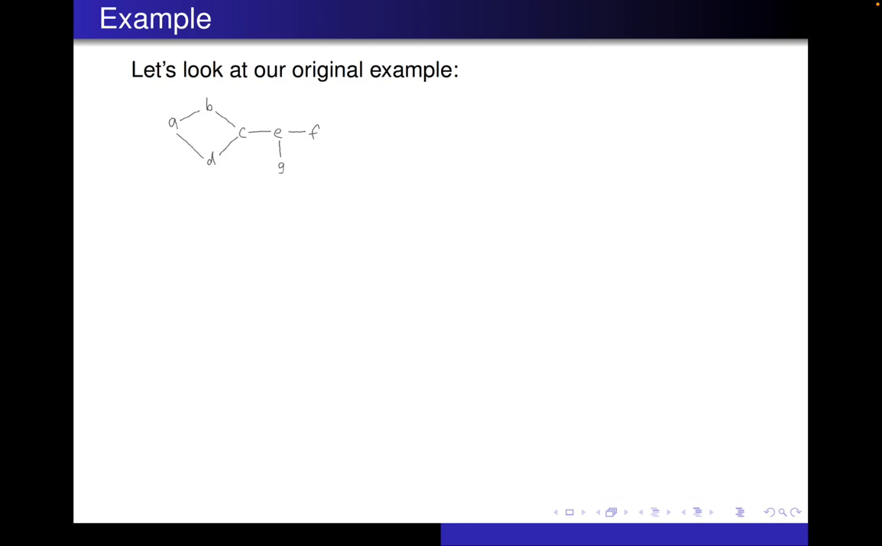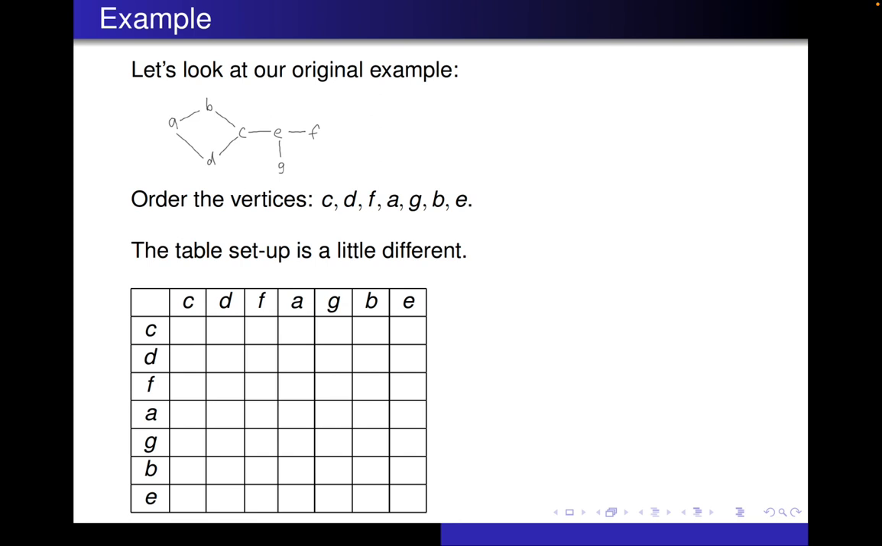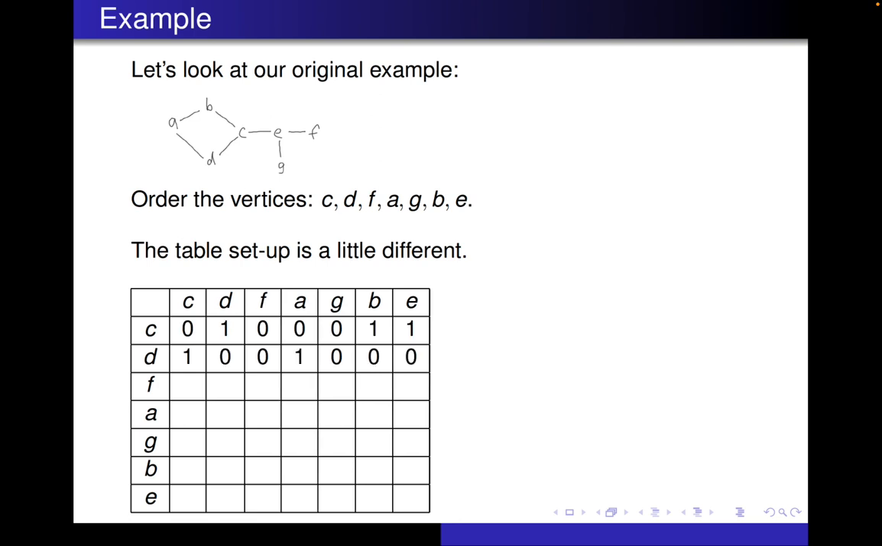Now I want to look back at our original example and show you there's not just one way to make the adjacency matrix. So back in the old days, like a couple minutes ago, we ordered the vertices in alphabetical order. Now I'm going to order them C, D, F, A, G, B, E, and set up the table again, except this time with a different ordering.